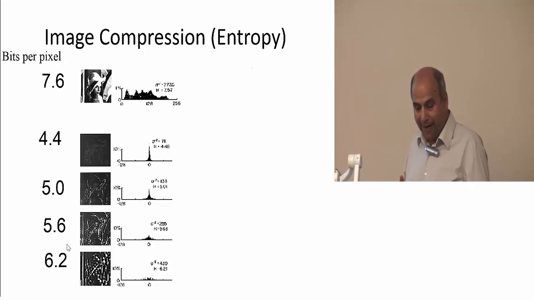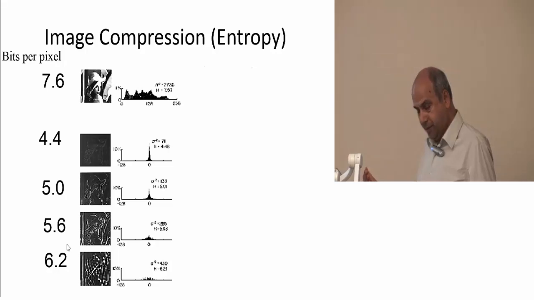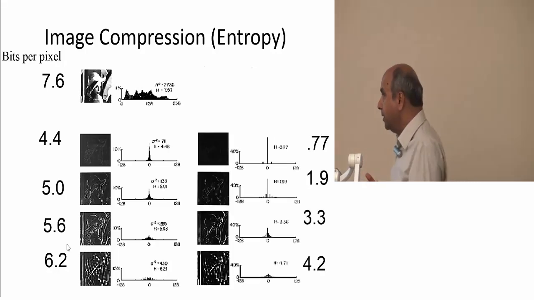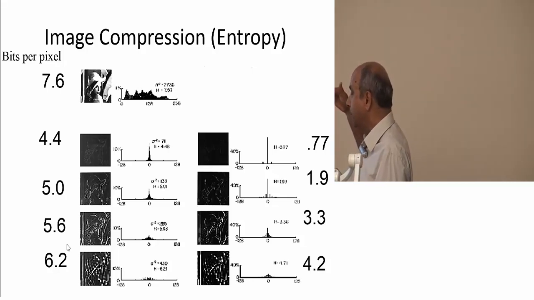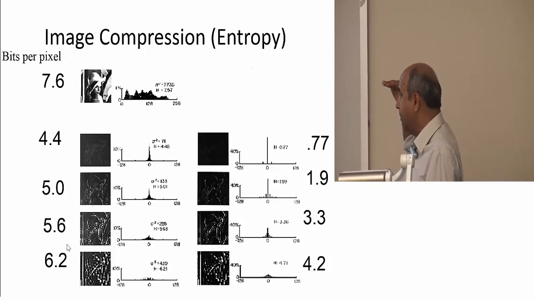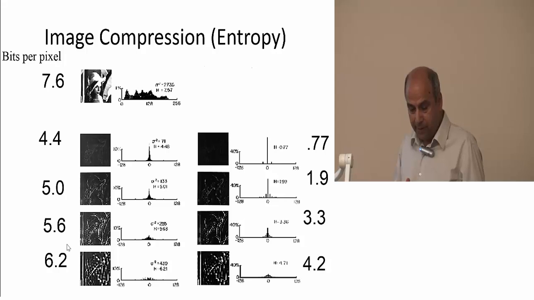Now in addition to that, we are going to do quantization, because all the compression actually quantizes. And when we do the quantization, then this will become even better. Now instead of 4.4 bits, we need 0.77 bits per pixel for the first level. For the second level, 1.9, 3.3, and so on. So that way, we are going to save lots of bits.